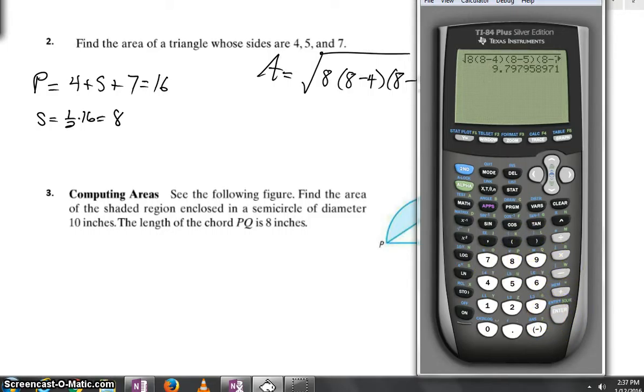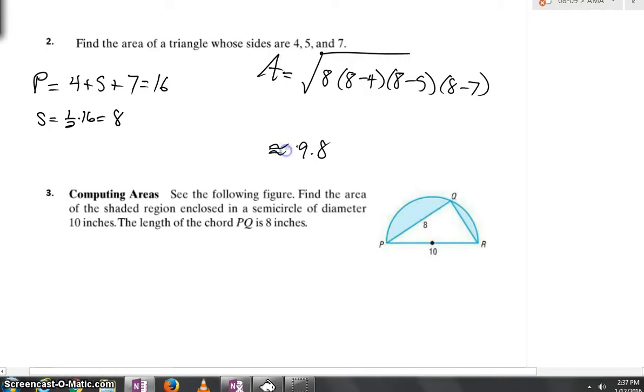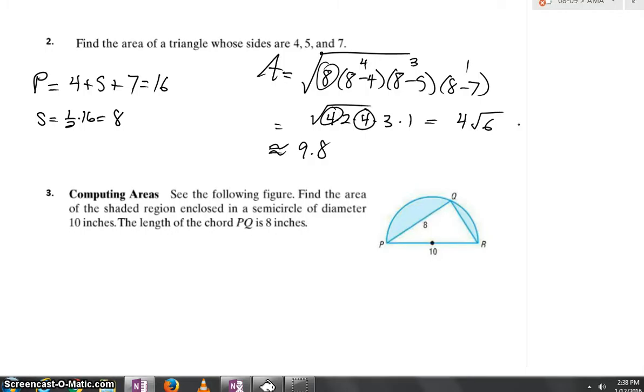Work that out, and I guess you get about 9.797 or about 9.8, roughly, as a decimal. If you wanted to work this out exactly, of course, right now you'd have 8 times 4 times 3 inside of that radical. And 8 is really 4 times 2 also. So this 8 is 4 times 2. Here's another 4, here's a 3, and here's a 1. Oh, look, I've got 2 of the same number. How about I pull that out, and I'd be left with about 4 radical 6. And radical 6 is, of course, just a little bit bigger than 2. 4 times something a little bit bigger than 2 would get you 9.8, wouldn't it? So in case someone said, no, I want exact, you could do that as well.